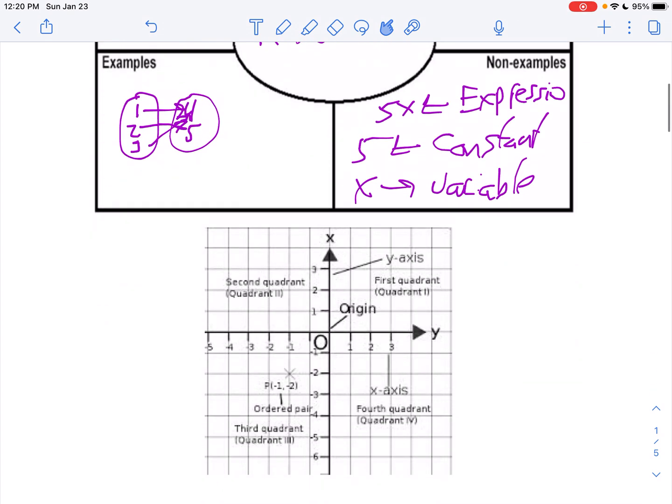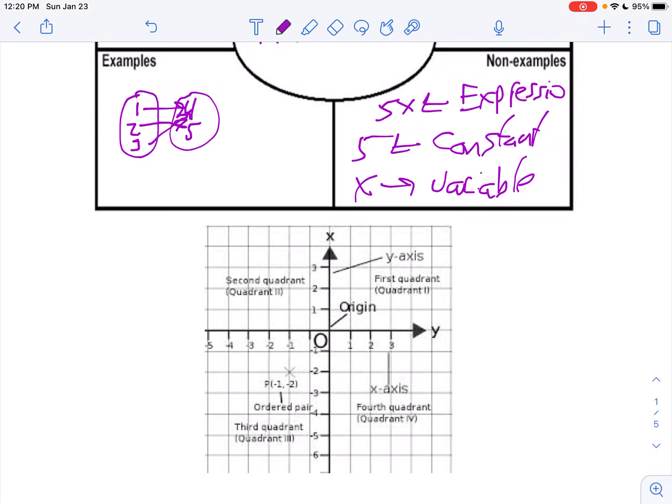Now, if we look at my graph down here, this is a pretty good graph, except I noticed one thing after I printed this off. They got the x and y backwards. They have the axis labeled correctly, but they put the x where the y should be, and the y should be where the x should be. Everything else is correct, though.